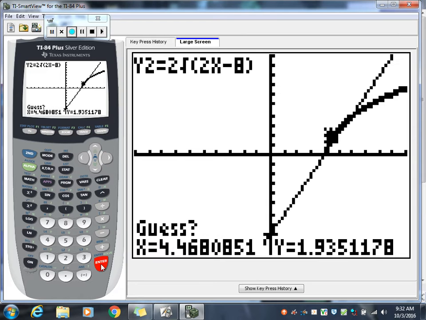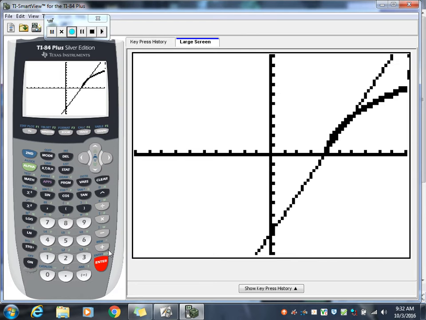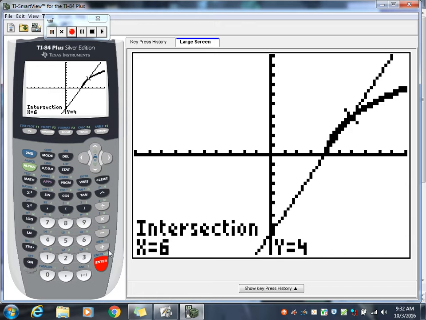So he's over there in our radical. Hit enter. Yes, you just hit enter. And it tells you it intersects where x is 6 and y is 4.